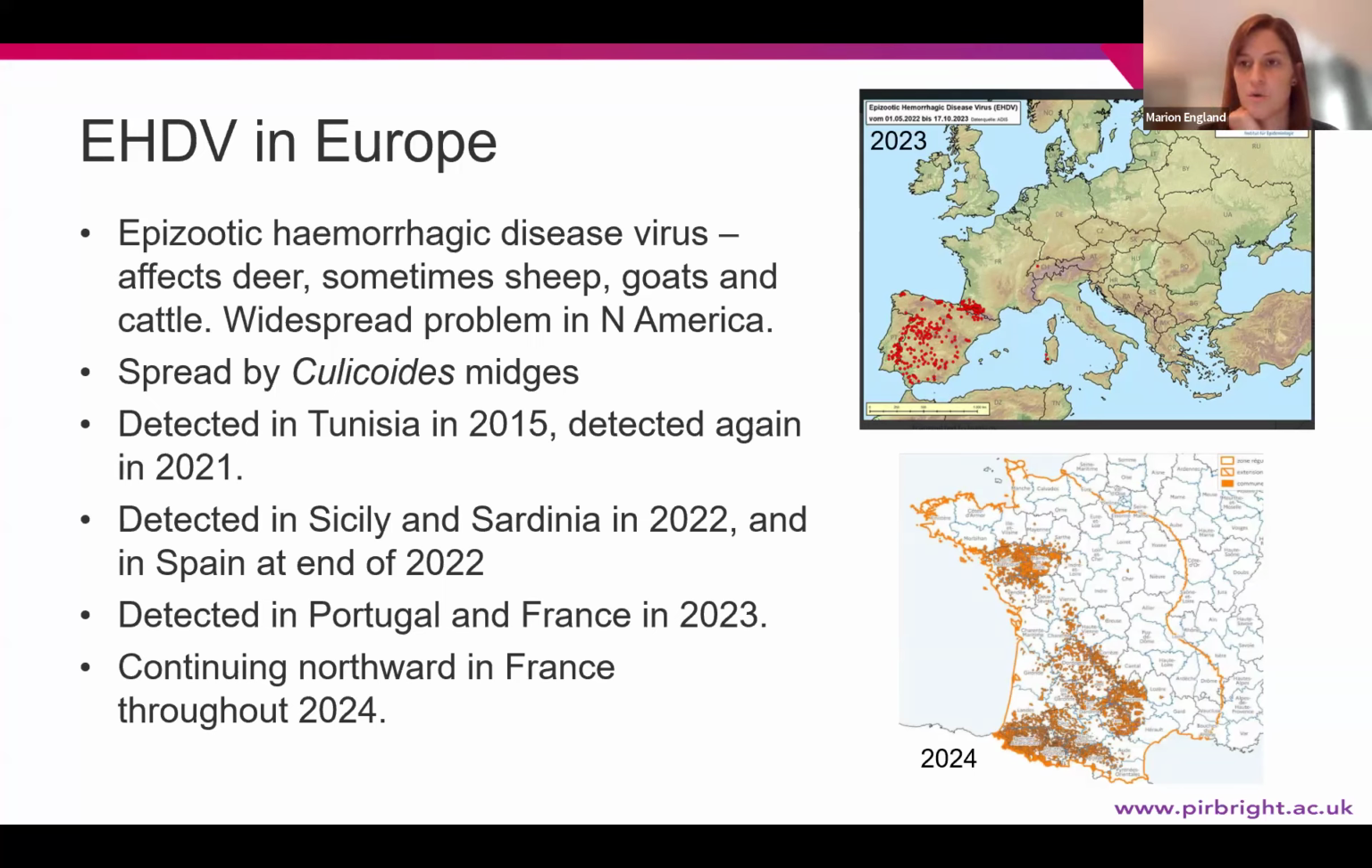We're not entirely sure what it would do to our animals, so whether it would affect our wild deer populations, whether it would affect our cattle, because it does seem to be clinically presenting in cattle within France. So this is something that is going to be a high risk for us going into 2025, as well as the re-emergence of blue tongue virus.